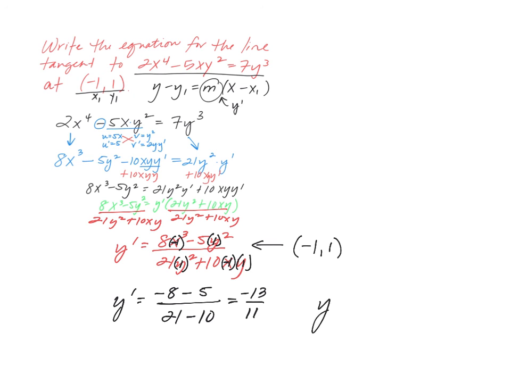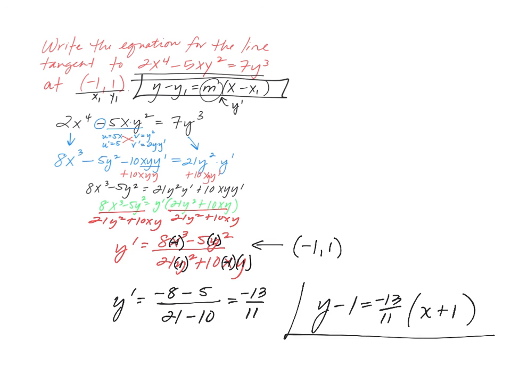So finally, to write the equation of the line, utilizing point slope form right here, I'll do y minus the y value, which is 1, is equal to the slope, negative 13/11, times x minus the x value, and subtracting negative 1 is the same as adding positive 1. And I can leave it in this form, or if you choose, you are welcome to change it into slope-intercept form.